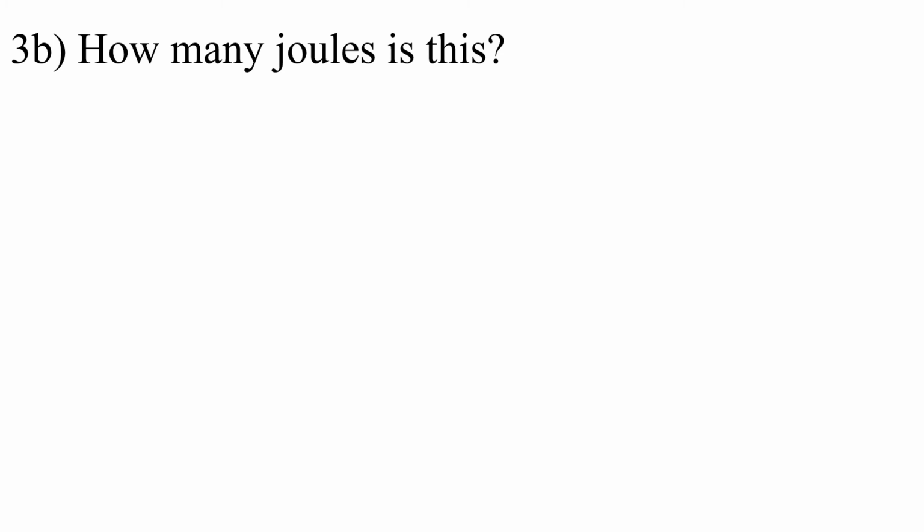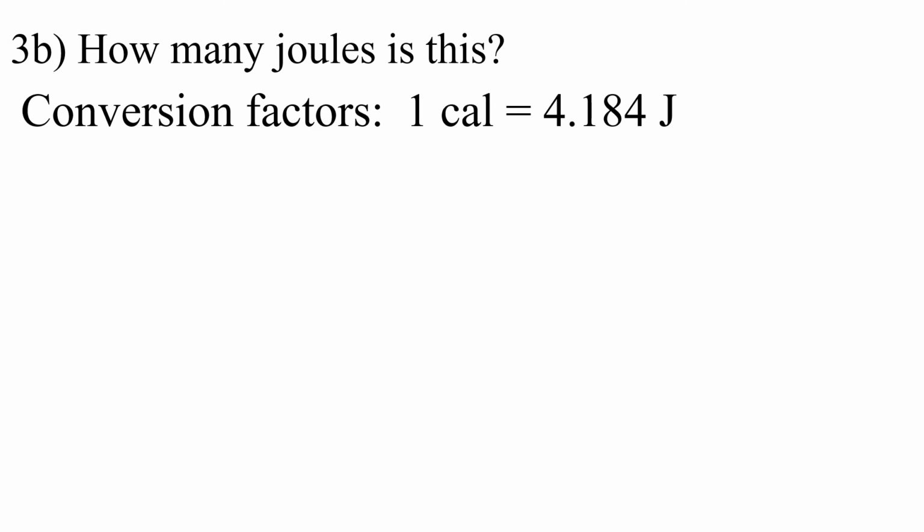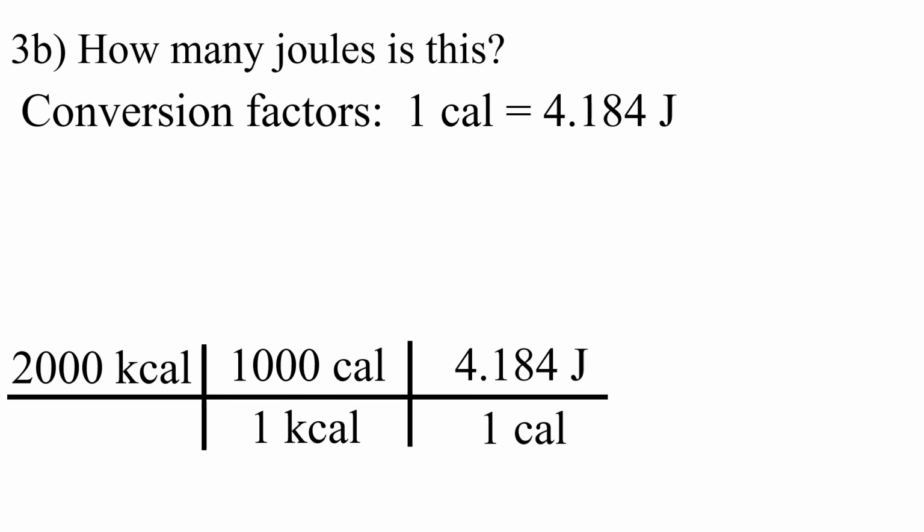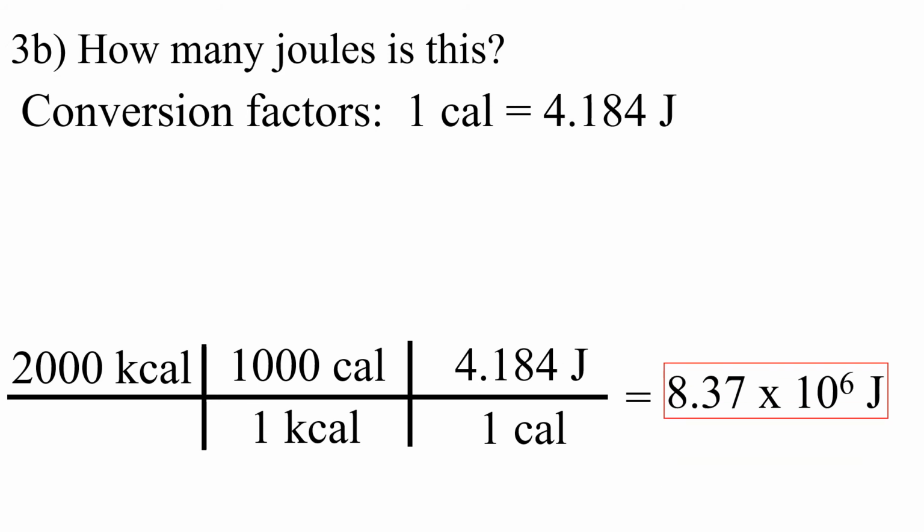3B, how many joules is this? So to do that, I need to use a conversion factor of 1 calorie is equal to 4.184 joules. So 2,000 kilocalories, I convert it to calories, and then I set calories on bottom, joules on top. I multiply, and I get 8.37 times 10 to the 6 joules.